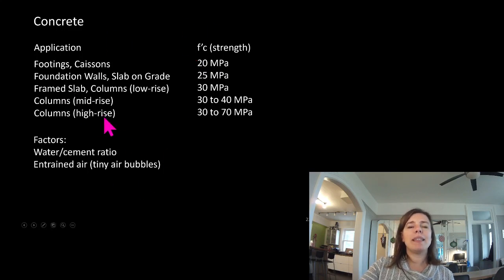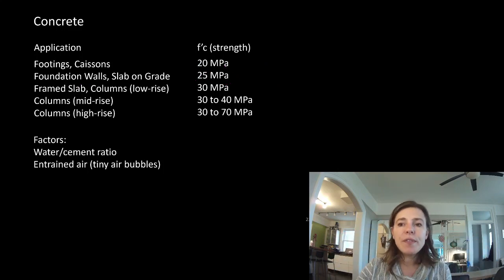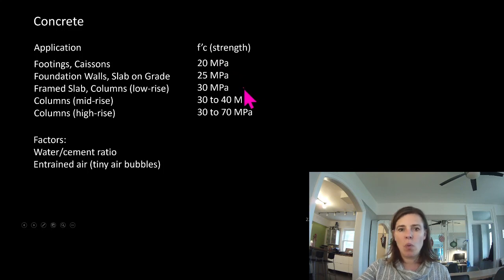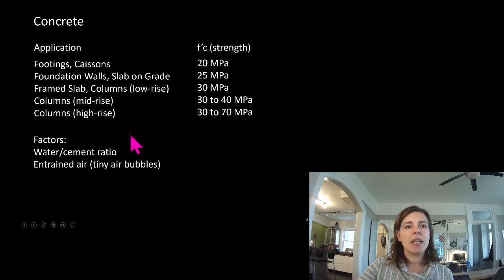Just some general ideas of concrete strengths. So footings and caissons might be 20 MPa. Remember, our steel was 350 MPa, and our wood varied between 8 and 15, depending on what job it was doing, what grade it was, all of those different factors that we looked at with wood. So footings and caissons, 20 MPa. A high-rise column might go up as high as 70 MPa, but there's a real cost premium once you get up into that range. But 20 to 30, not that much of a difference.